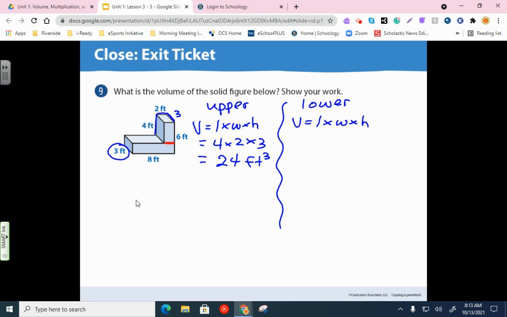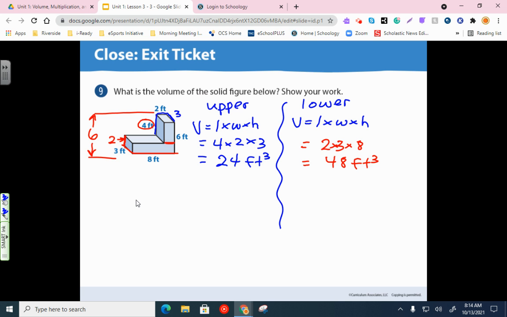I'll switch colors. We'll do the lower part here. We've got an 8. We've got a 3. And we just have to figure out how tall this is, this right here. Since this whole thing is 6 feet tall, and we know this section is 4 feet, we know this one is going to be 2 feet right there. So for this one, you've got 2 times 3 times 8, and that gives me 48 cubic feet.